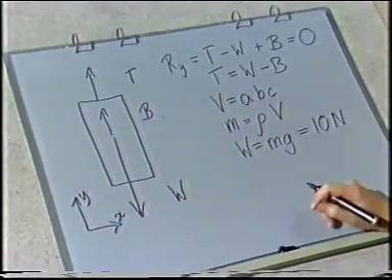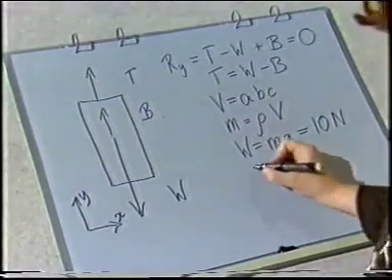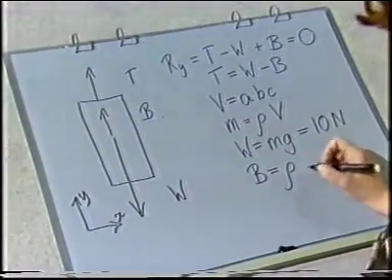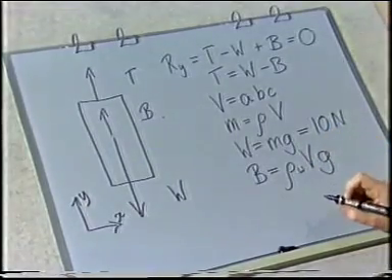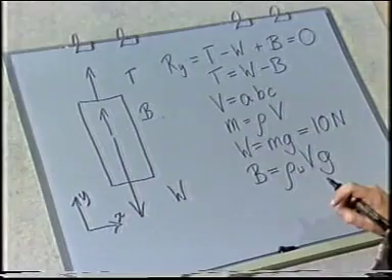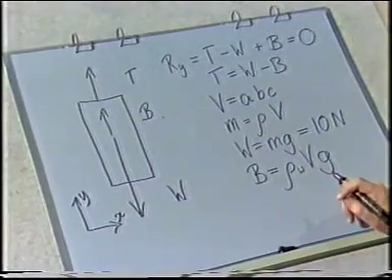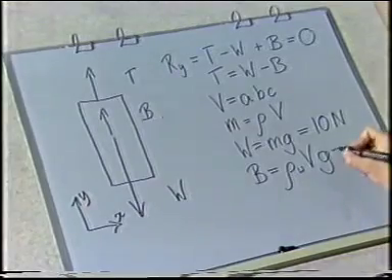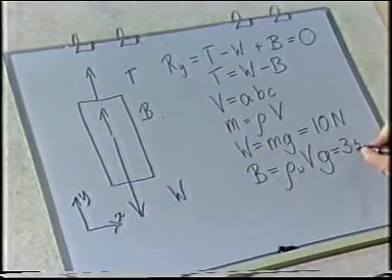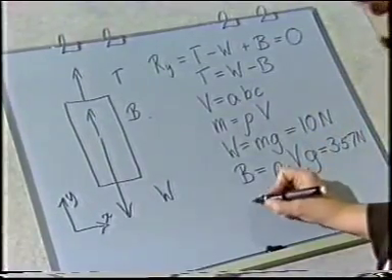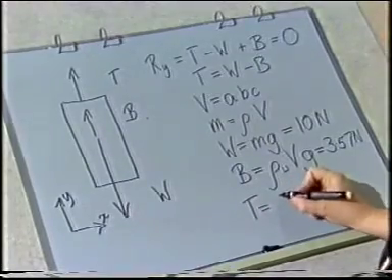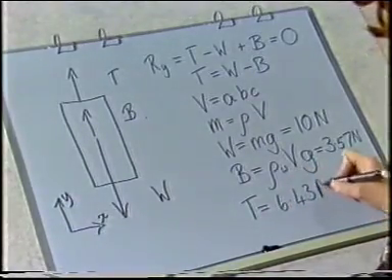We've already seen that. The buoyancy force is given by B equals the density of the water times the volume of the block times g. The water density is 1,000 kilograms per metre cubed, and V and g I know. So I can get B, and it's equal to 3.57 newtons. So I can put all these into here, and I get that T is equal to 6.43 newtons. This is my prediction of the force exerted by the spring on the block.